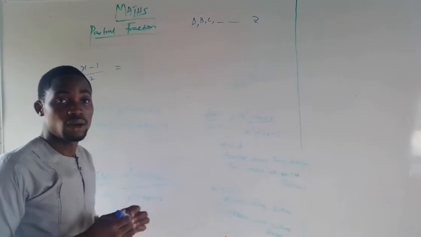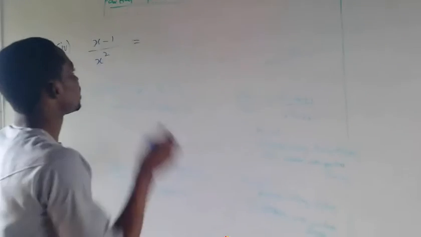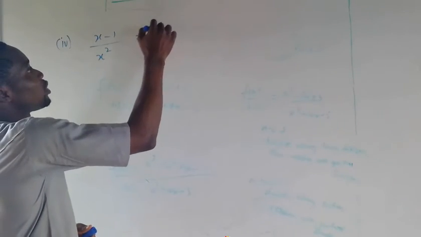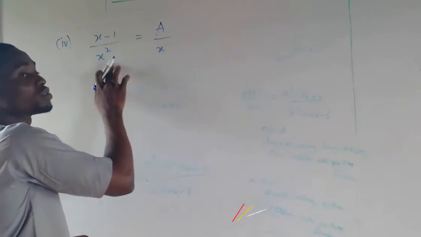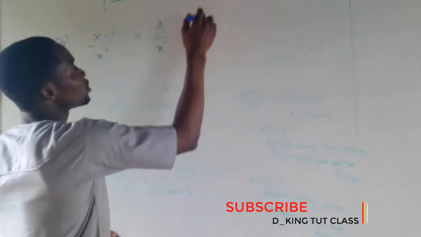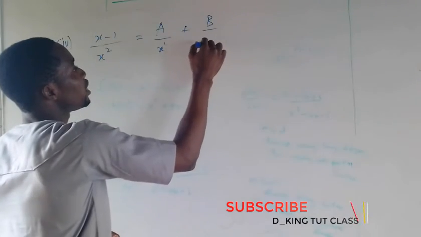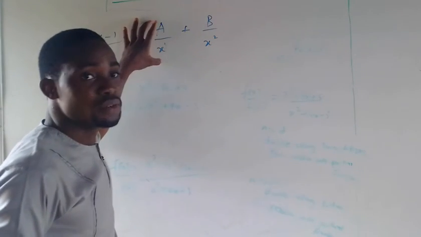Depends on how large your coefficient power is. Now, in which case, I'm going to resolve it like this. Introduce my constant A, which is going to become A over x, the initial power of x squared being x to the power 1, plus the next constant B over x squared. That's all. So this idea is how you resolve this partial fraction.